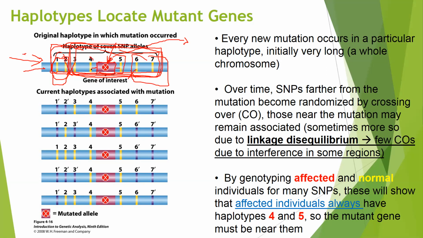Only markers 4 and 5, because they are tightly linked with this gene, the region between 4 and this gene and between 5 and the gene are very short. So it's very unlikely to have any crossing over occurring between them. That's why even after generation after generation, this region will be preserved.